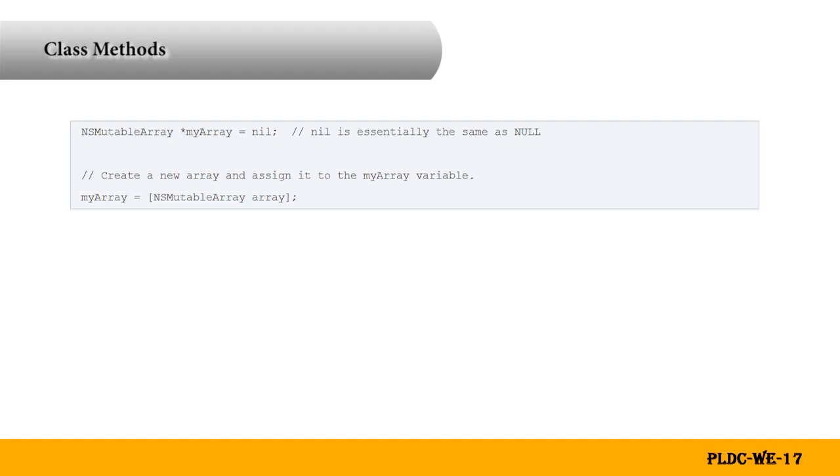The syntax for a class method declaration is identical to that of an instance method, except that you use a plus sign instead of a minus sign for the method type identifier. The following example illustrates how you use a class method as a factory method for a class. In this case, the array method is a class method on the NSArray class and inherited by NSMutableArray that allocates and initializes a new instance of the class and returns it to your code.